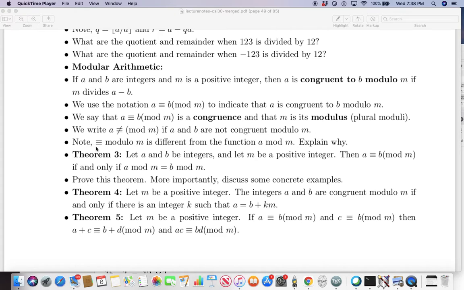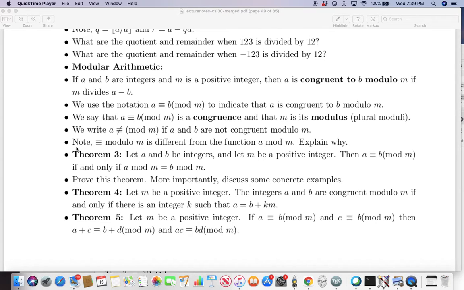Note, congruent modulo m is different from the function a mod m. You see, a mod m represents the remainder when a is divided by m, whereas this actually says that a minus b is divisible by m.